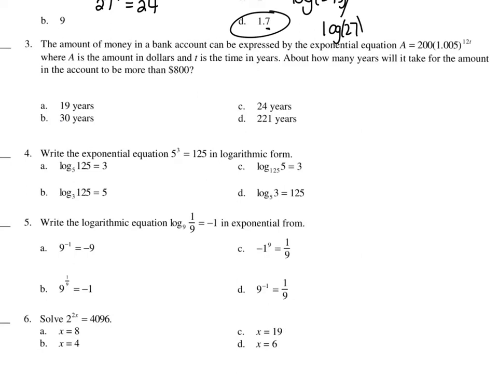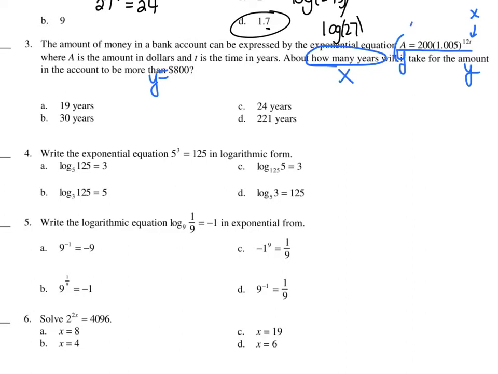When we read number 3, we have the amount of money in a bank account and the equation that goes with it. So they give us A equals, but we can kind of think of that as y equals. And they say it's raised to the 12t power. But when we think about it, we'll think about the t as an x. So we want to figure out how many years, and time is years, so we're trying to figure out x. It will take for the amount in the account to be more than $800, and the amount is the y value. So basically, when y equals 800, what is x?